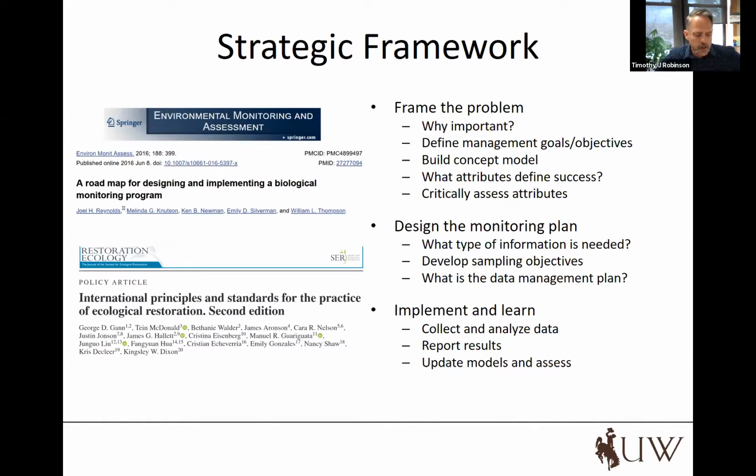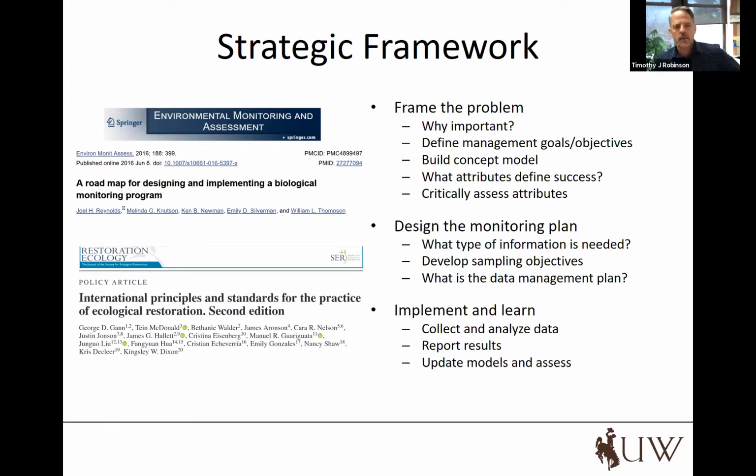And the paper by Reynolds et al. in 2016 provides a roadmap. So the title is A Roadmap for Designing and Implementing a Biological Monitoring Program. And that roadmap boils down to three main components, which I've got to the right of this slide, and involves a phase where we frame the problem, a phase where we design the monitoring plan, and one where we implement and learn.